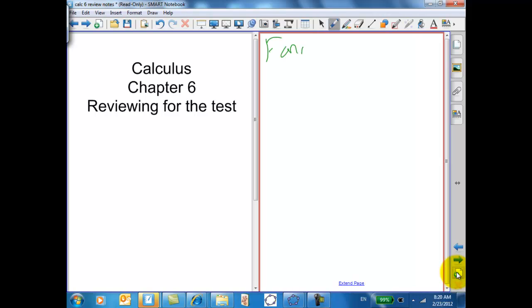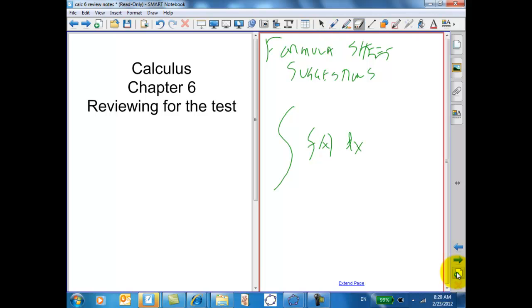Formula sheet suggestions. First of all, a lot of this chapter is the antiderivative of f of x dx, and you get big F of x. What's missing?